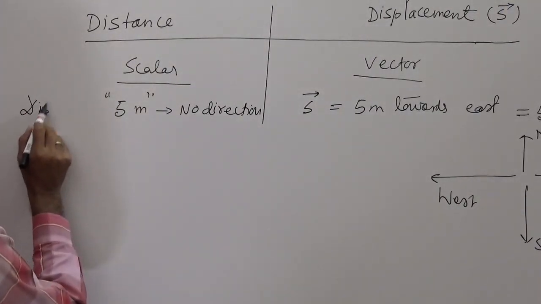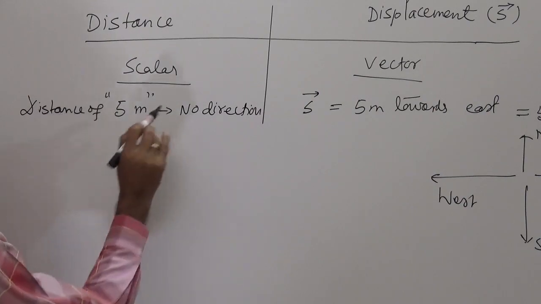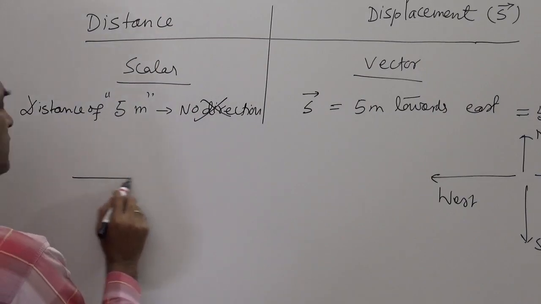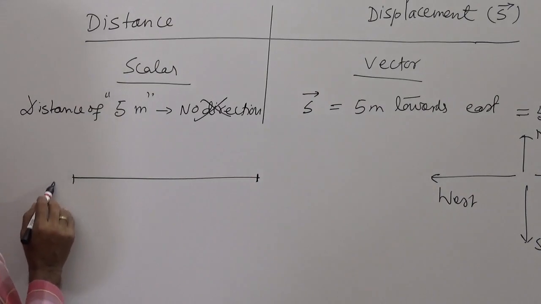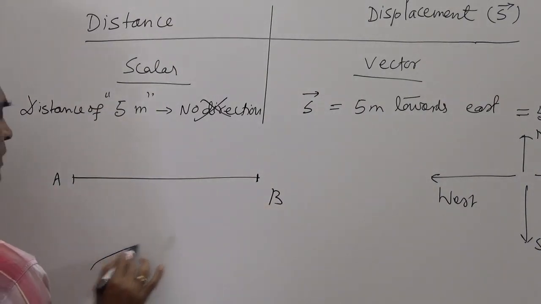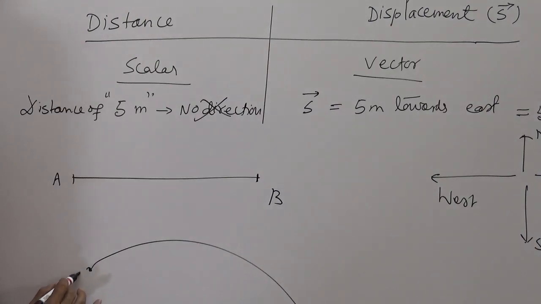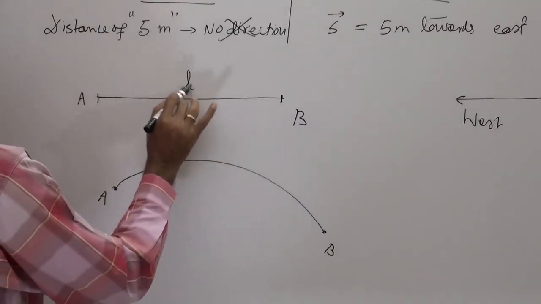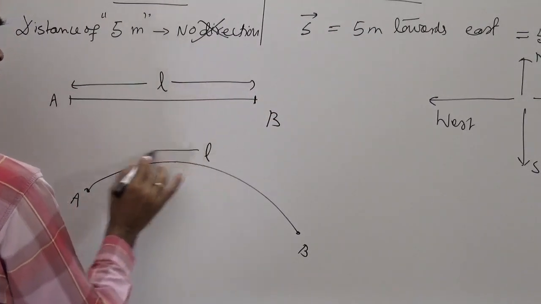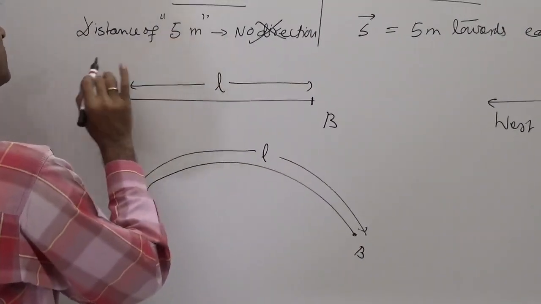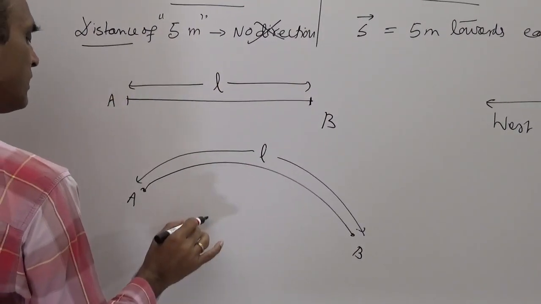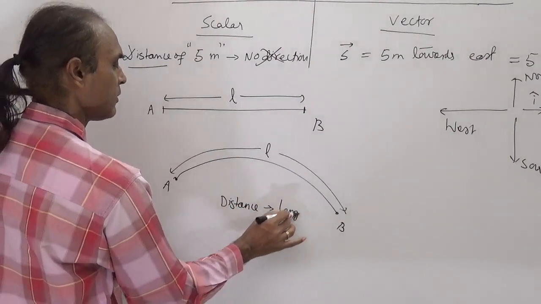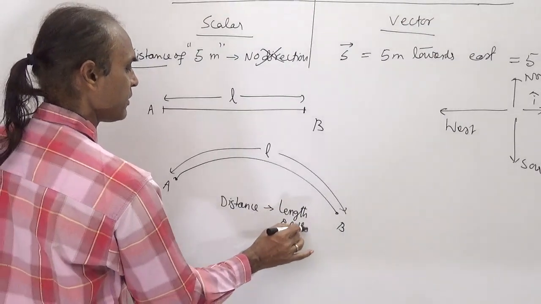So distance of 5 meters has no direction part. It may be the straight distance from here to here, A to B. It may be in a curve. The curve distance is not the straight distance. So this is the length of the path. The distance is the length. Distance is the length of the path.